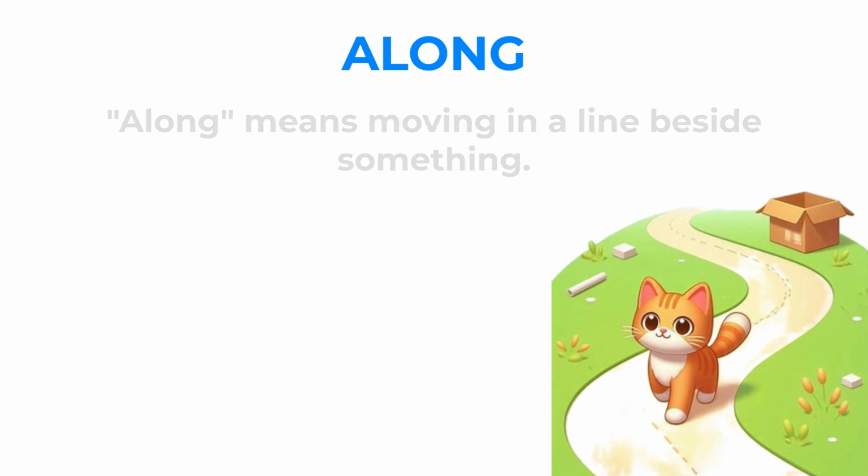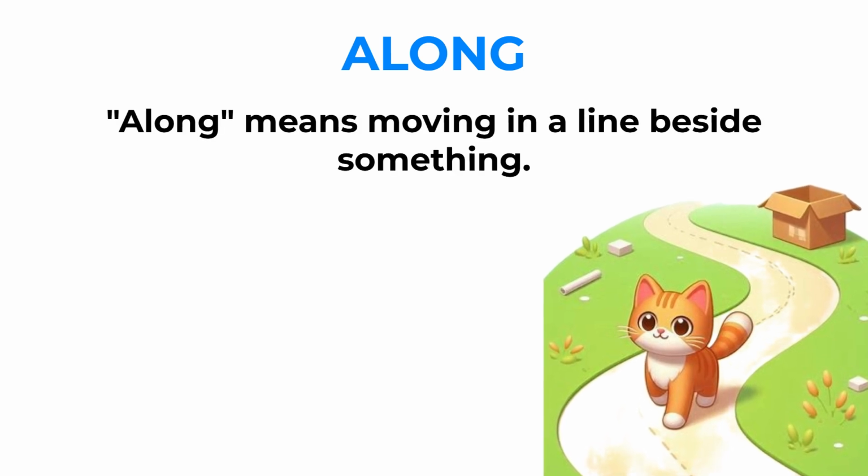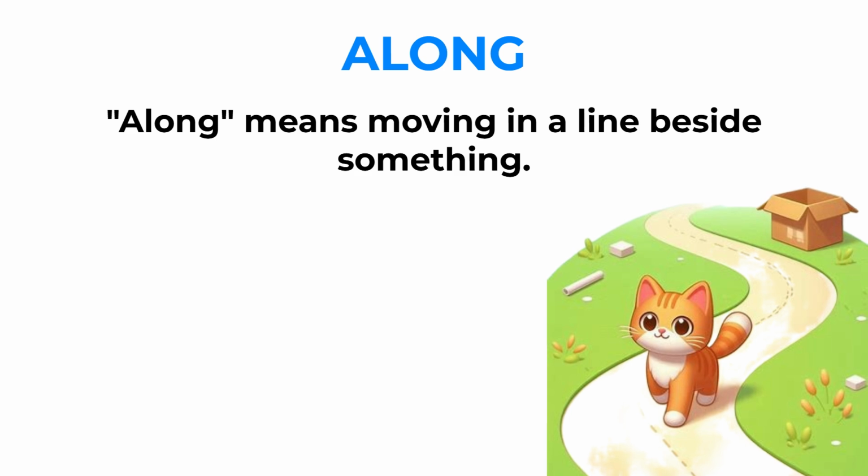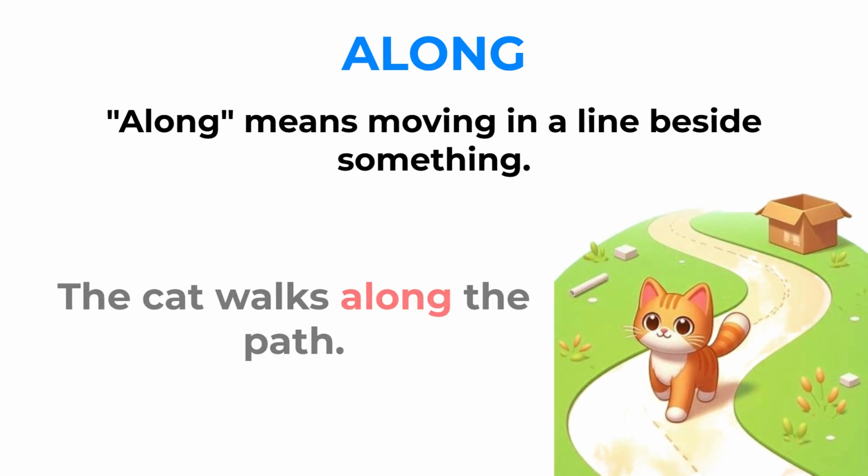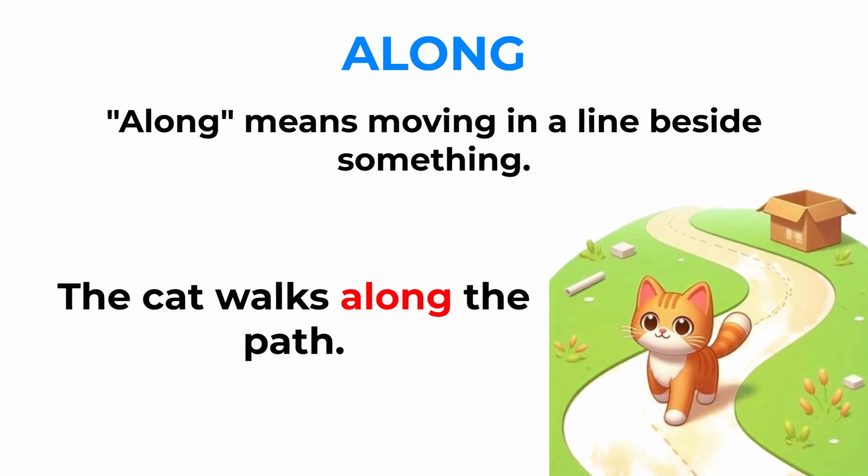Along. Along means moving in a line beside something. Now the cat walks along the path. Example sentence. The cat walks along the path.